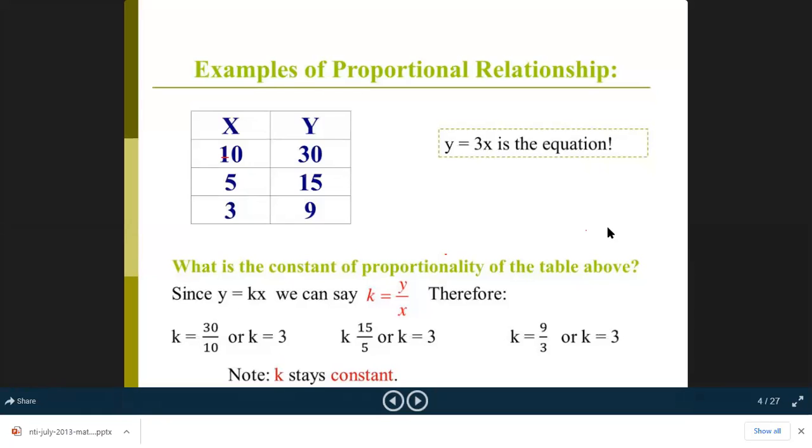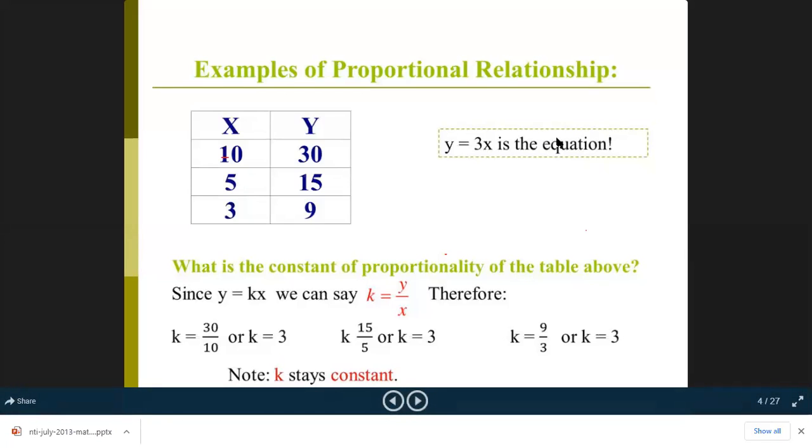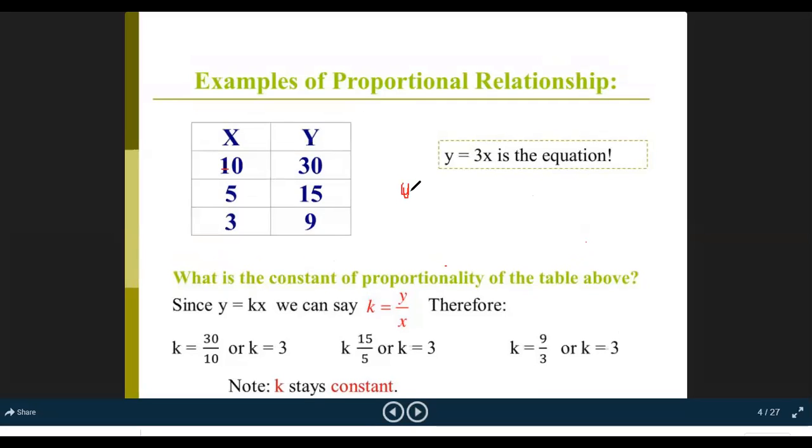Let's move to the third point. We have to make the equation. What is the standard form of the equation? Please remind me. y equal kx. Exactly. We found the value of k, they are the same. So I remove k and put instead of it 3. The equation will be y equal 3x.